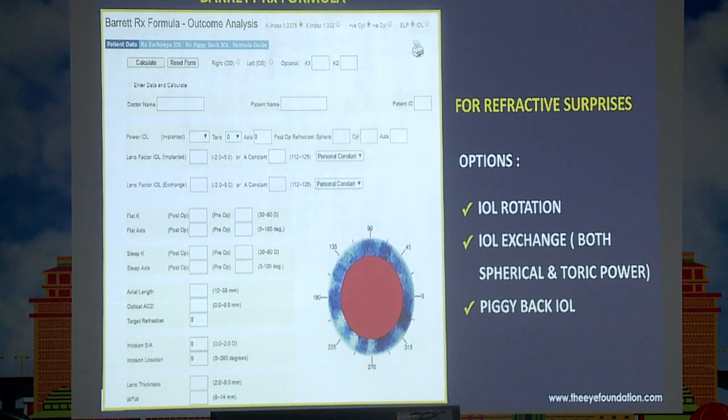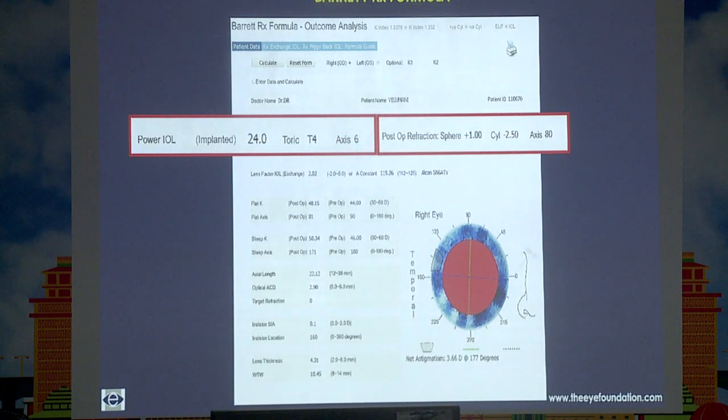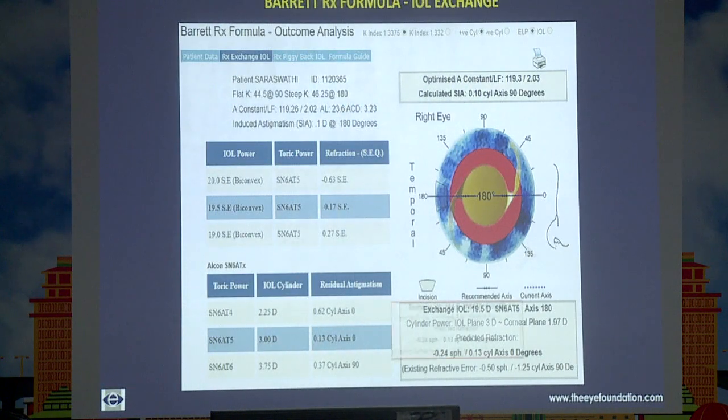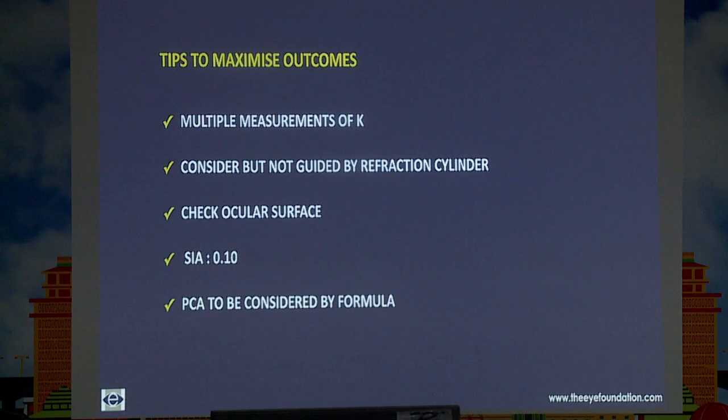If you have residual astigmatism, we use the Barrett Rx formula that tells us, for example, if you have a residual astigmatism like this, +1 with -2.5 diopters of cylinder. Rotation of these lenses is going to help only if the spherical equivalent is almost 0. That is, this and this tend to cancel out each other. In these cases, you can go ahead and do a rotation of this lens. That's again a fairly simple procedure. You can also do a piggyback intraocular lens, or you can go ahead and do a laser vision correction.